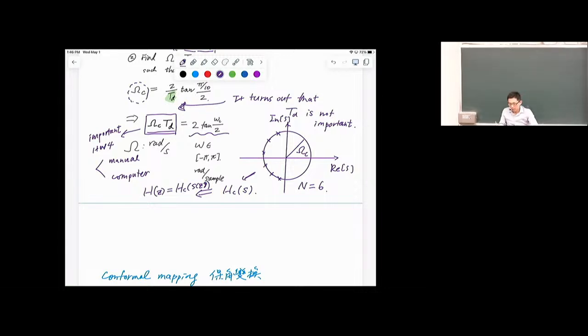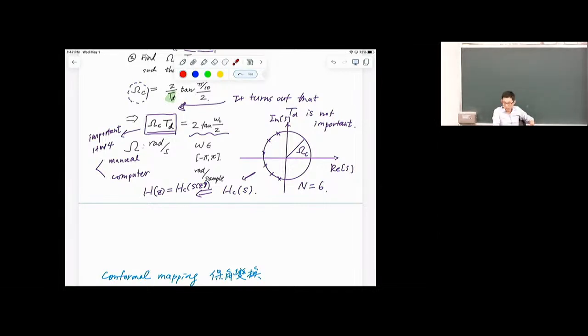Anyway, this design process will repeat. In this case, you are only given the spec of corner frequency. But you know that somehow there is a parameter, that is the order. You still need to decide what's the order of your filter. Is 6 enough? Right? Is 6 enough?